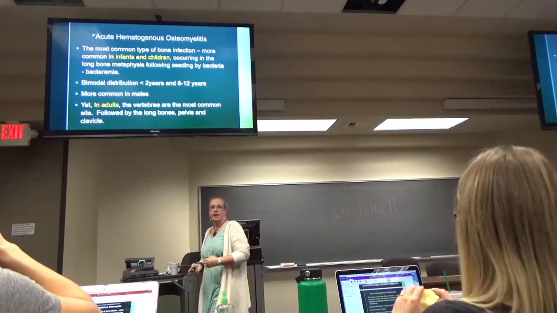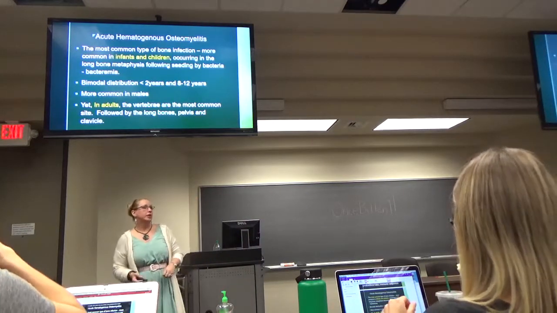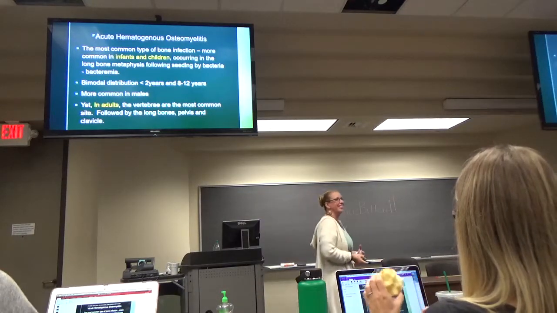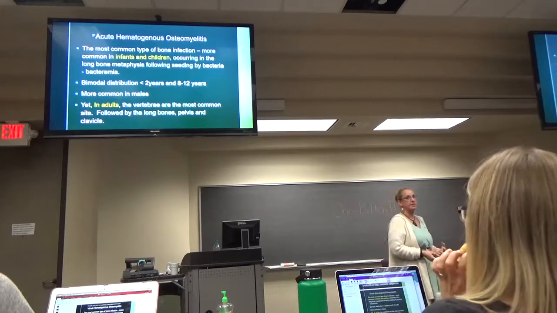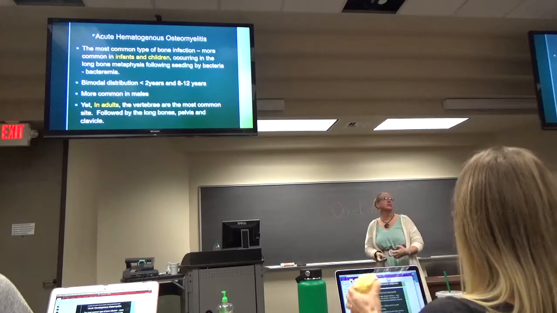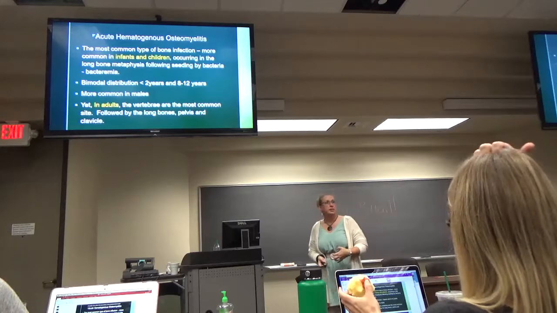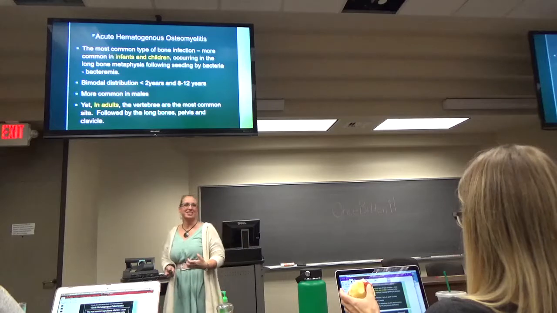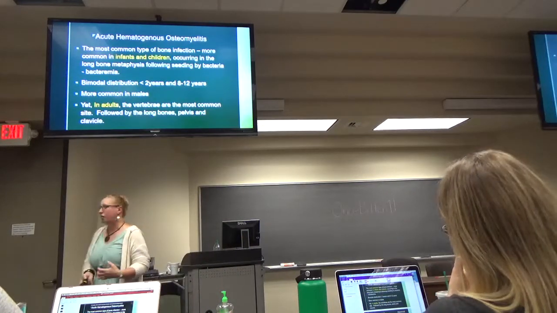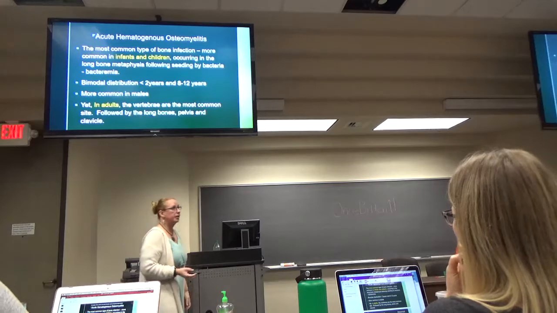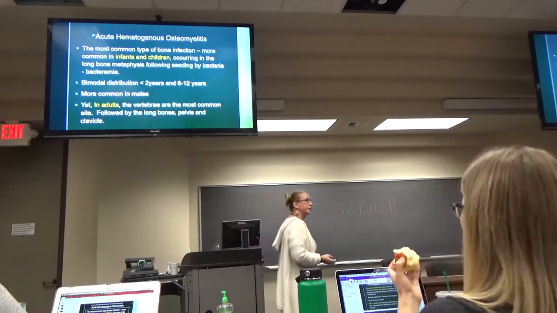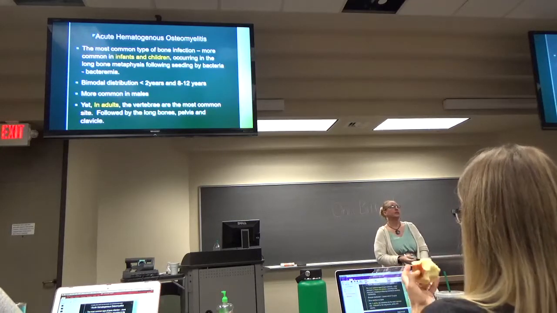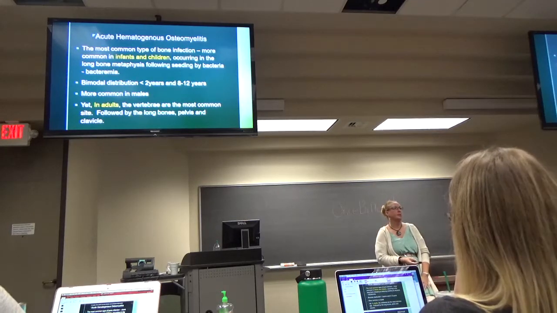So the distribution of the ages that this affects is bimodal. It can be less than 2 years of age or 8 to 12 years of age, which a lot of us don't think is going to be a common age for osteomyelitis. There's an explanation for that that's easily understood. As far as more common in males, not as easily understood. Not always do we have more males than females in the population. I don't know if it's because they have more fractures or more injuries. I don't know what the reason behind that is, but just know it's more common in males.